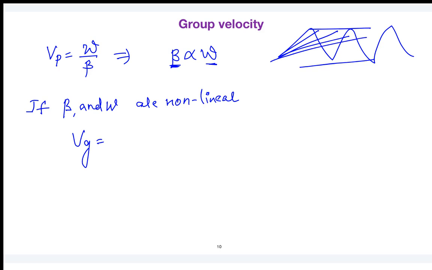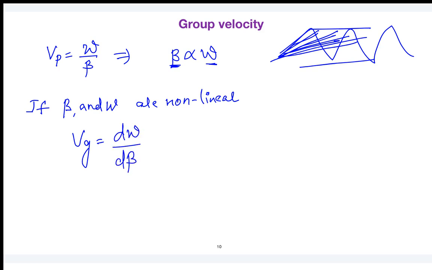Each particular wave corresponds to a frequency and a corresponding phase shift. So when you are simultaneously launching a beam of waves, your beta and omega will be non-linear. In that case, you can call the average velocity using this equation, that is d omega by d beta.